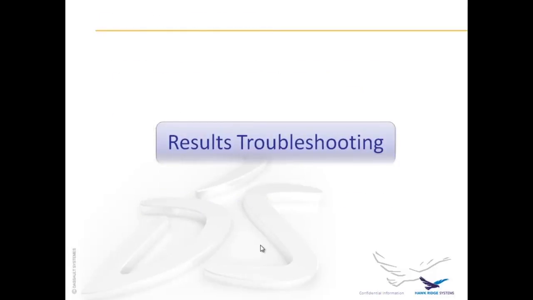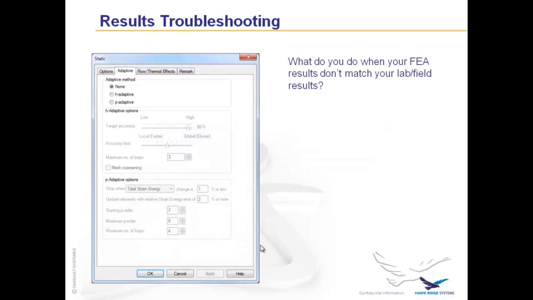Now, the last section here is on results troubleshooting, and it's probably a question we get primarily, if not just the error ones. I find a lot of our simulation tech questions have to do with results troubleshooting. And what I mean by results troubleshooting is, why don't my finite element results match real life? Why don't they match my lab data? Why don't they match the field tests that we've done? And so there's a couple things we can look at with that.